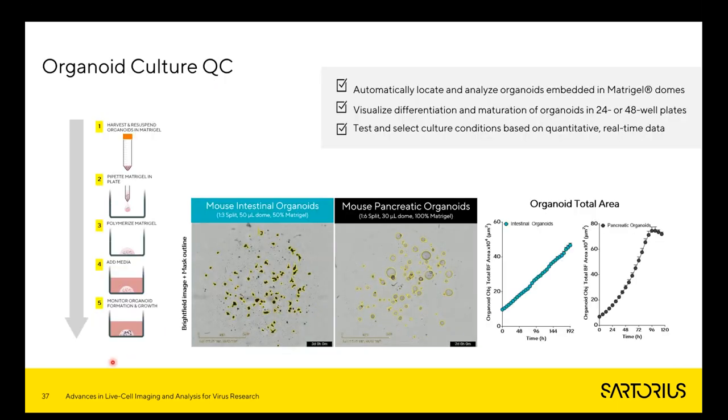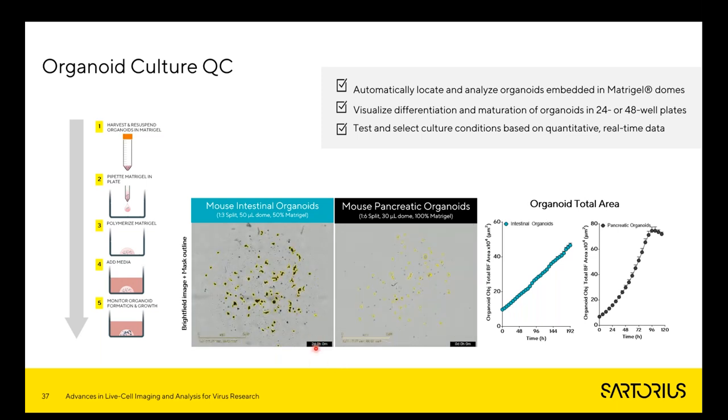So the newest module that was released is the organoid culture QC module that utilizes a proprietary image acquisition mode to assess different focal planes of organoids that are grown in Matrigel domes. So this scanning mode also makes use of the bright field channel to give contrast to the organoids to improve consistent image acquisition and also to perform accurate image analysis.